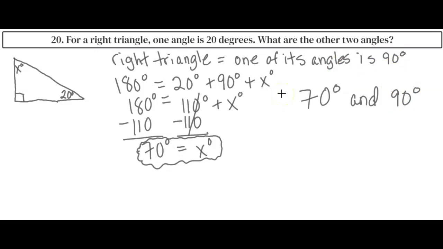So the answer to our question, what are the other two angles? They are 70 degrees and 90 degrees. That is your final answer.